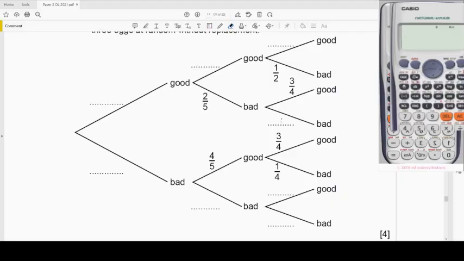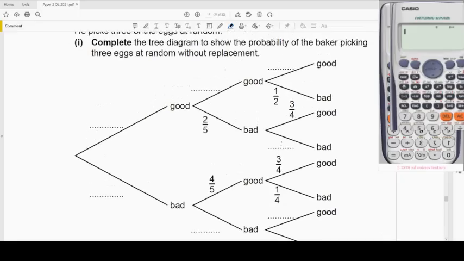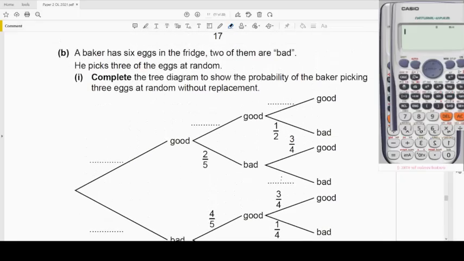Right. So when we start off, we are told that there are how many? There's 6 eggs, 2 of them are bad. So what we have is, we have 2 bad. I have 2 that are bad. And we have 4 that are good. Okay, so let's fill in the probabilities in this tree diagram.